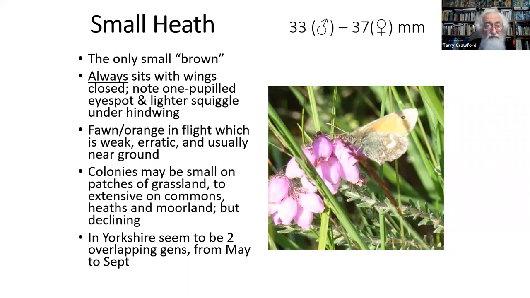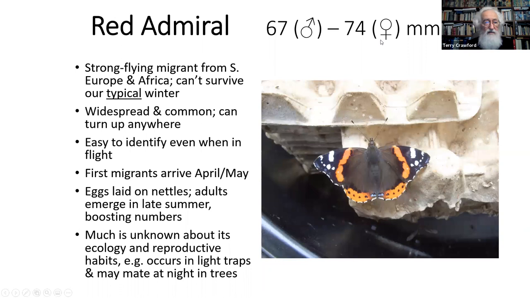Now, I'm sure we all know the Red Admiral. It's a large butterfly with very striking coloration. It's a migrant. It can't survive our typical winter. I suppose one or two probably can manage to survive our warmer winters. It's easily identified even when in flight. Big, vigorous flyer. You can see the colors flashing as it flies.